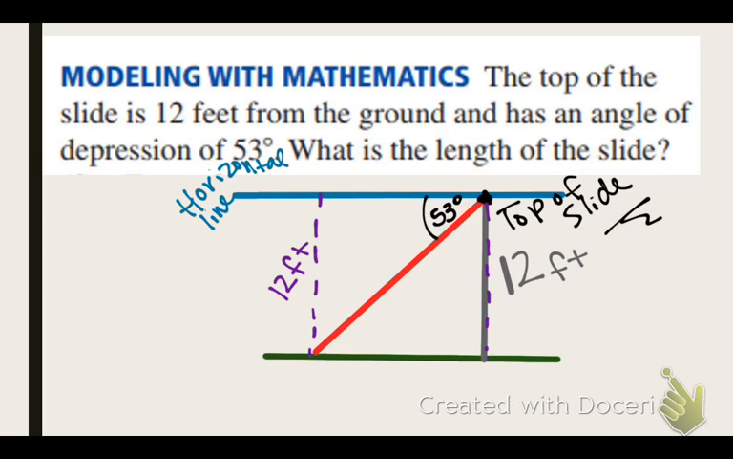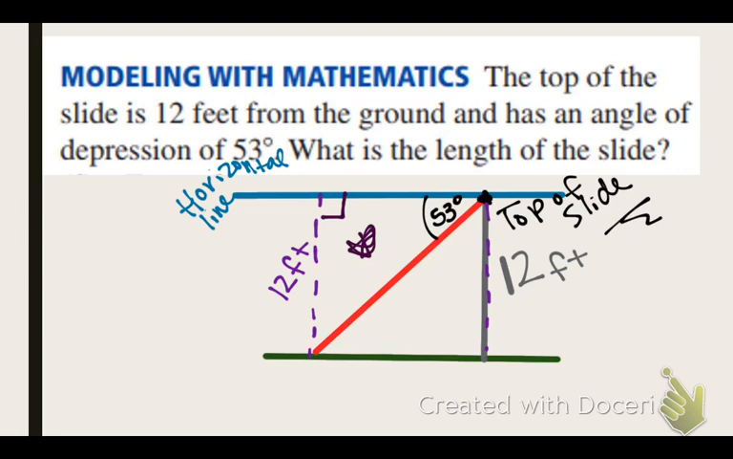So, where a vertical line meets, that's the purple, and the blue line meets, which is a horizontal line, where vertical meets horizontal, what does that create? A right angle. There's a right angle. So we're dealing with this triangle right here.